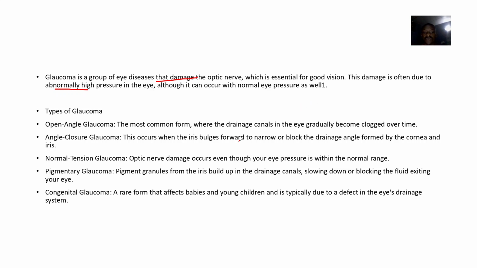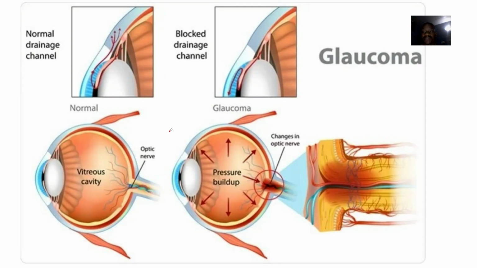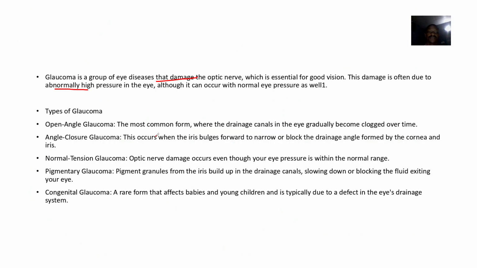We have the open angle one. This is the place to pay attention to the types, right? Because there's no point discussing each of those glaucomas in a different video, once we can just have the whole concept here. This is the most common type. This is where the drainage canal in the eye gradually becomes clogged over time. So you have a buildup of fluid in the eye because there's no drainage. The canal is blocked, just like in our towns when we don't maintain the drainage system and the drains get blocked, and during the rainy season we have flooding.